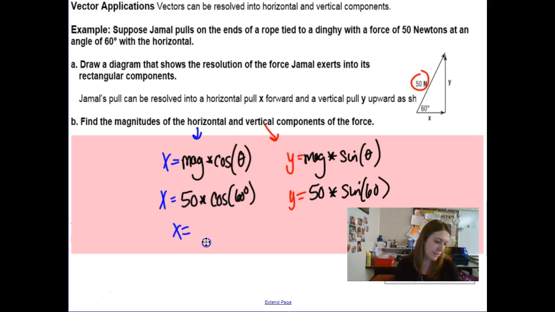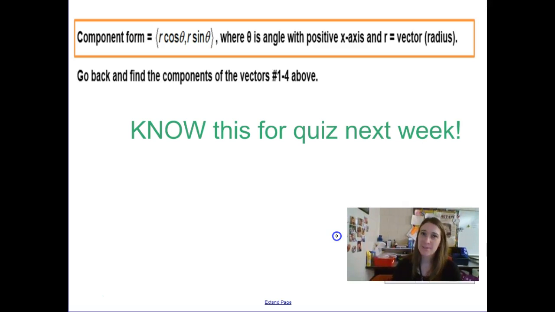So this comes out to about 25 newtons, and this one comes out to 43.3 newtons. So that's a nice little trick, and again, it only works if you have the angle with the positive x-axis. You have to do a little work if you don't have the angle with the positive x-axis.